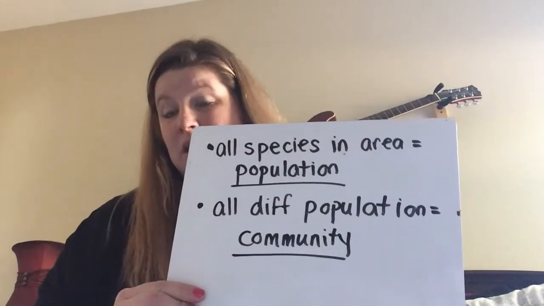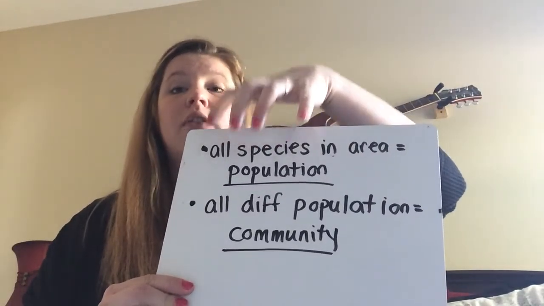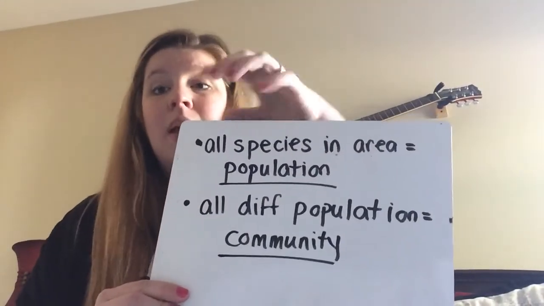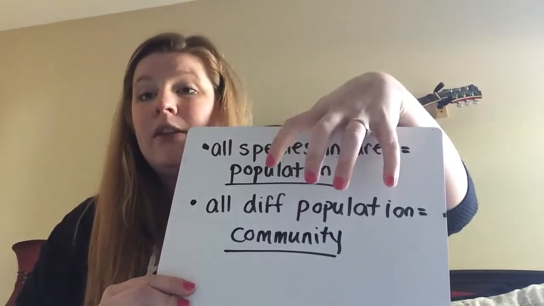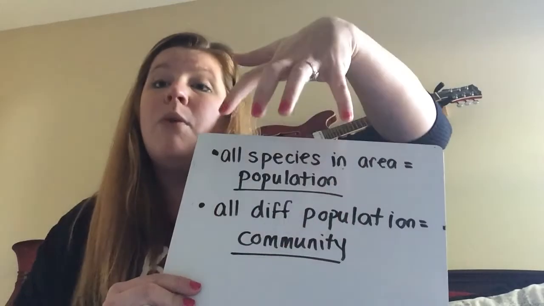Now, when there are a lot of different populations, then we start referring to that as a community. This is the same thing as an ecosystem, guys. This is what an ecosystem is made up of. It's made up of the organisms, the living things that have their niche and their habitat and how they interact. But those species make up a population, a certain part of the ecosystem. And when we put all the populations together, we create a whole community within the ecosystem.